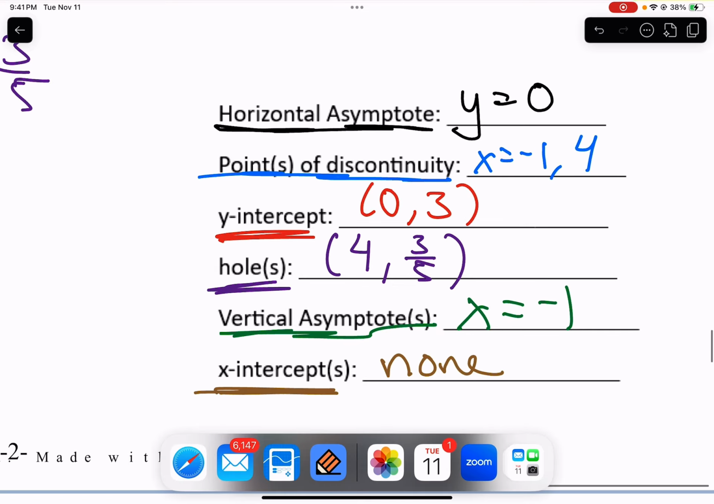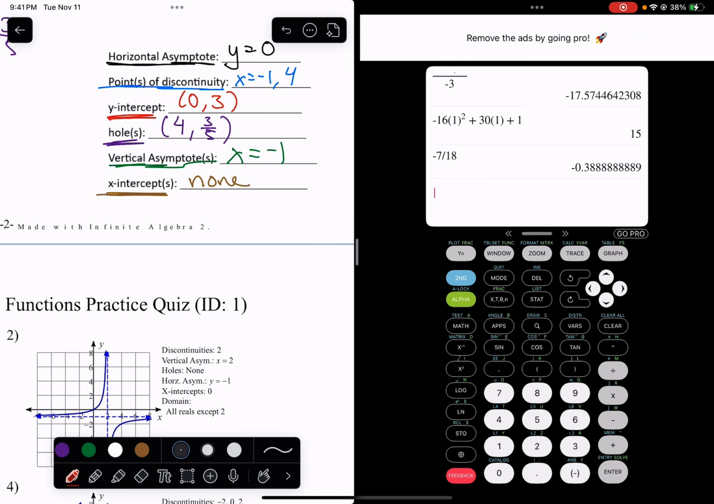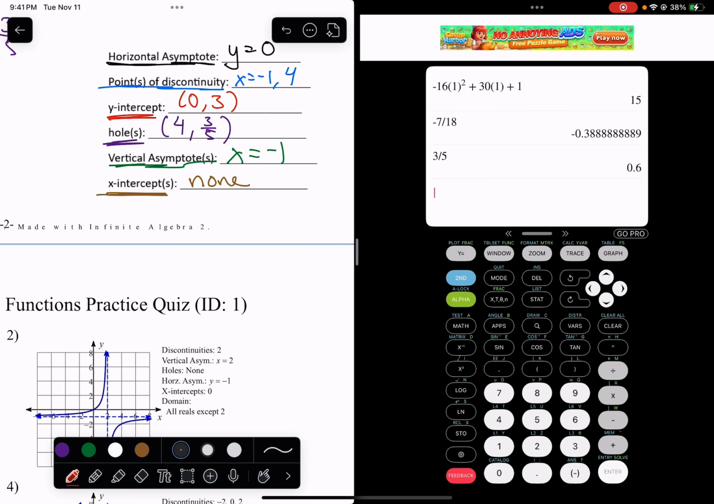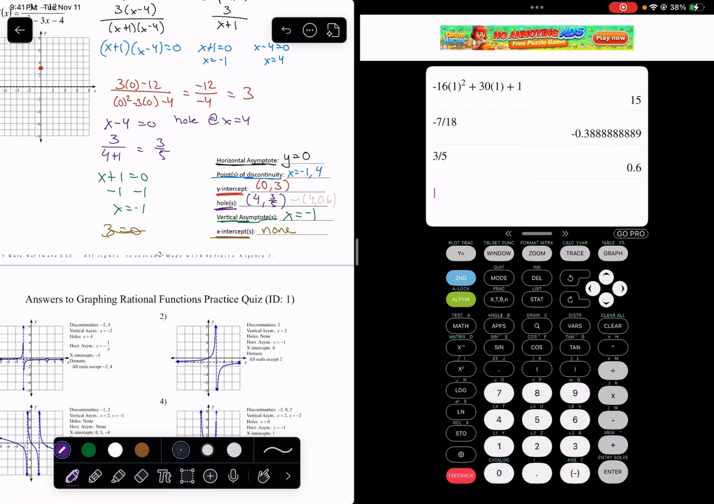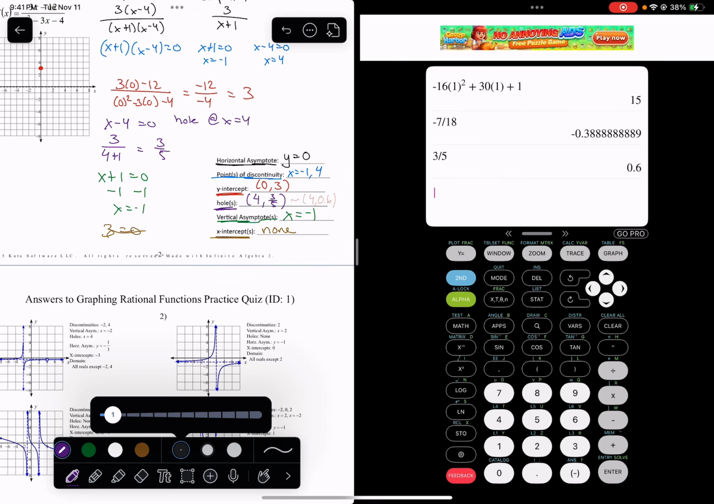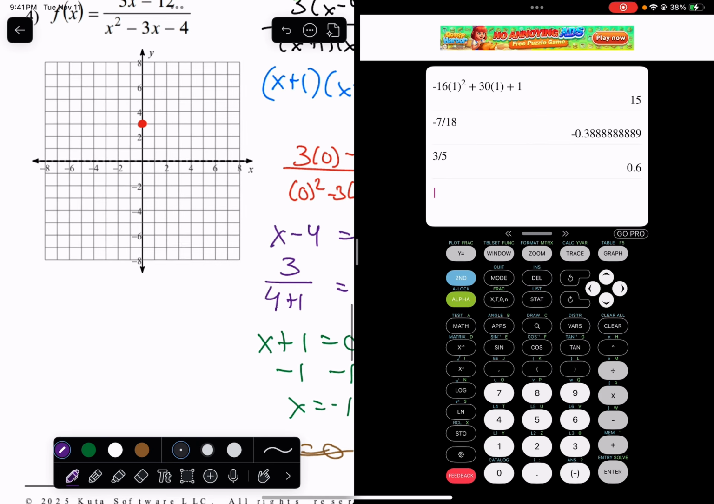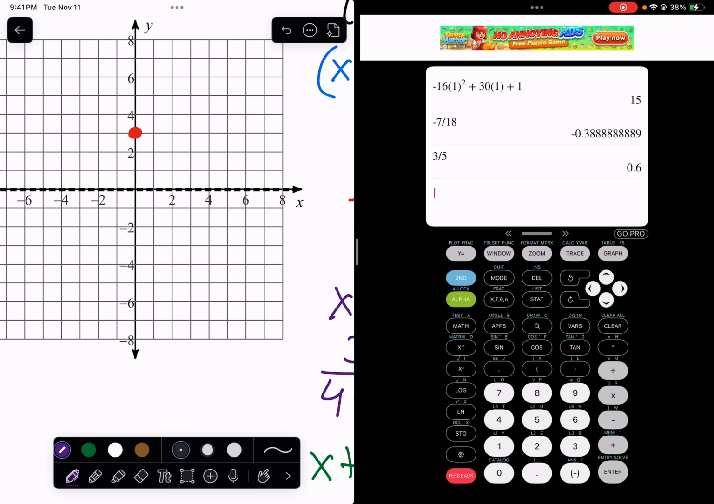I have a hole at 4, 3/5. Now, obviously, 3/5 is kind of gross to plot. So 3 divided by 5, that's going to be 0.6. So we know that this is equal to 4, 0.6. Actually, not even about, that is exactly equal to because it's not repeating. So we go to, where was I at? 4, 0.6. 1, 2, 3, 4. 0.6 would be right about here.